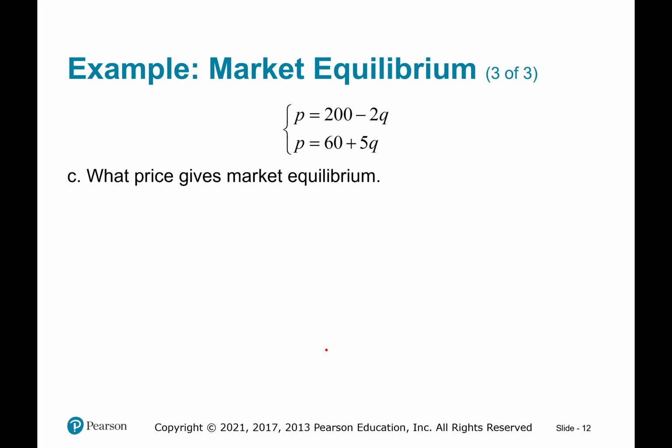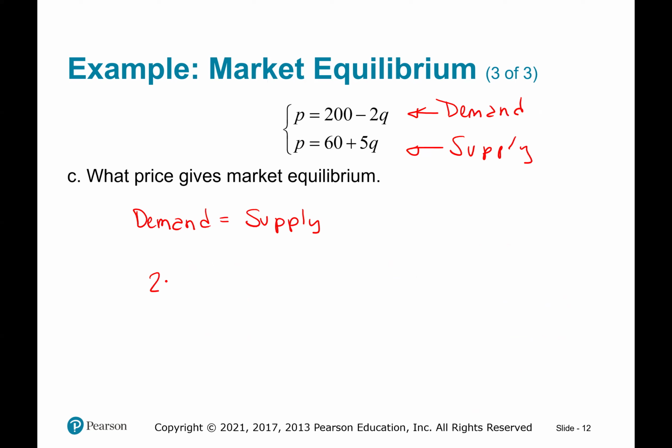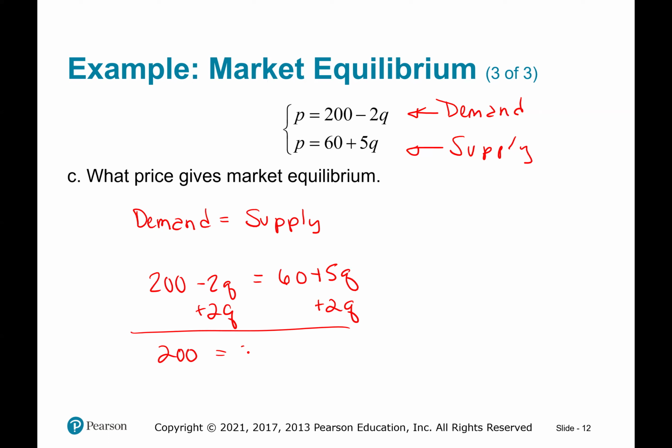Equilibrium would be where your supply equals your demand. So where does your demand equal your supply? Well, if this is demand and this is supply, do you set them equal to each other? And that you know how to solve, right? I would add the 2Q to both sides because I want to control the sign. Then I'm going to subtract the 60 from both sides. 140 equals 7Q, and then divide by 7. So 140 divided by 7, is that 20?